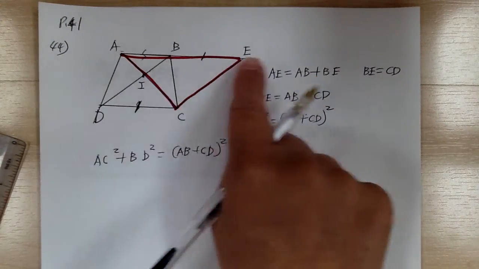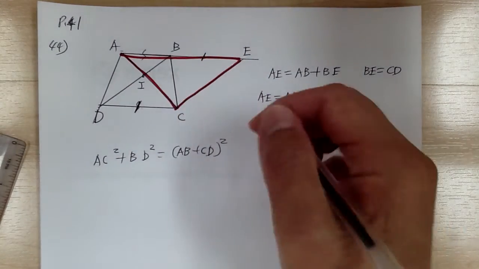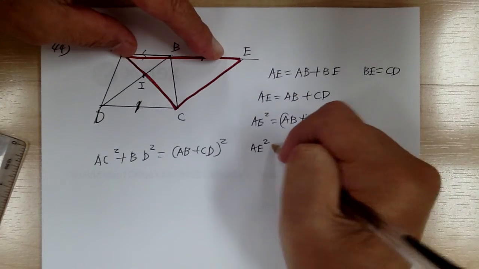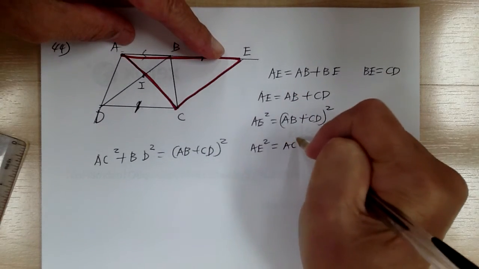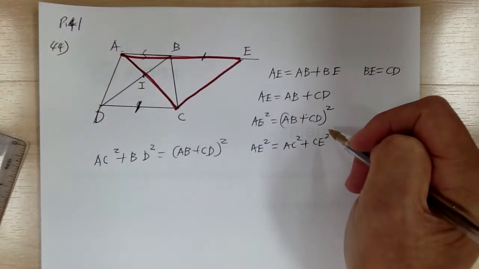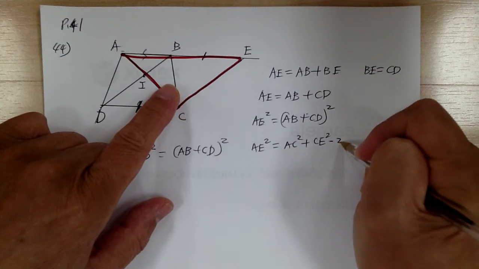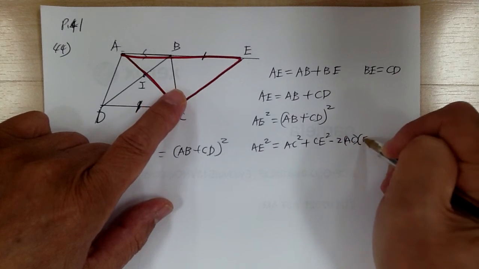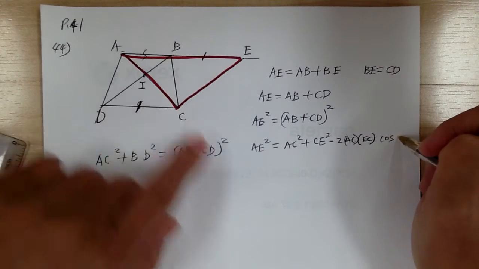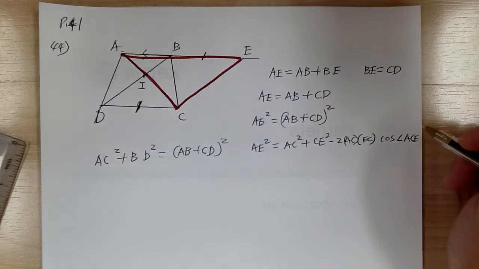So law of cosines, and since we have this, we want to use this as the long side. So we're going to have AE squared. So this squared equals AC squared plus CE squared, right? So this squared equals this squared plus this squared minus 2 AC CE cosine of this angle over here. Cosine of angle ACE.